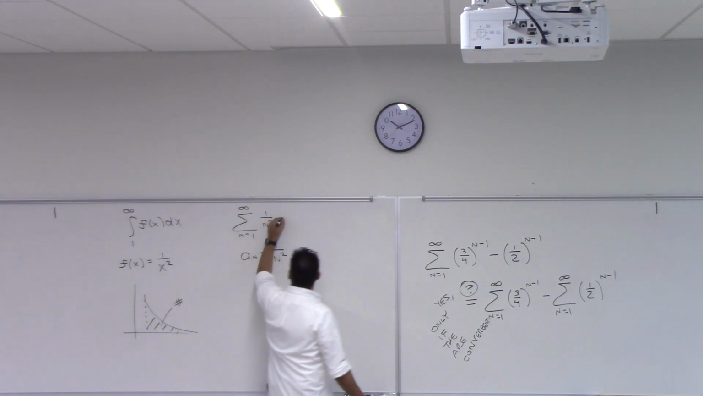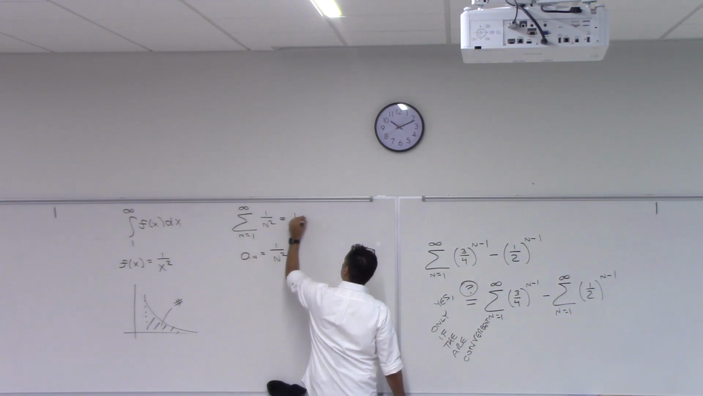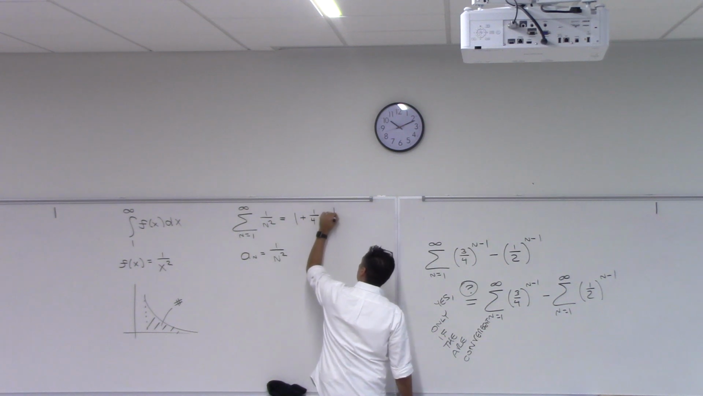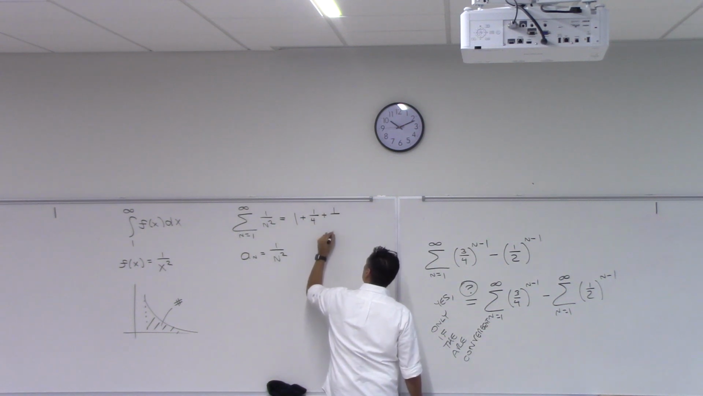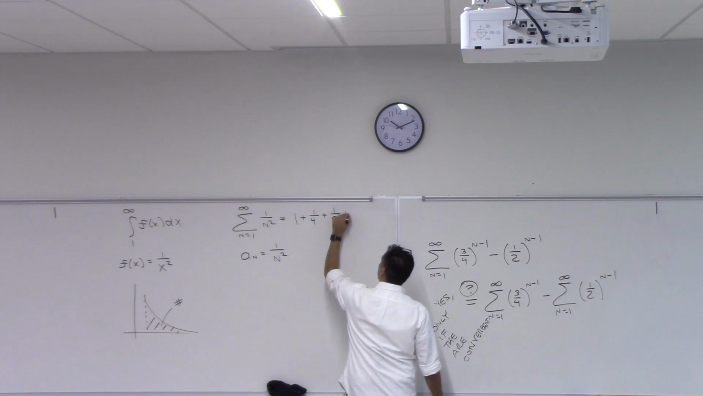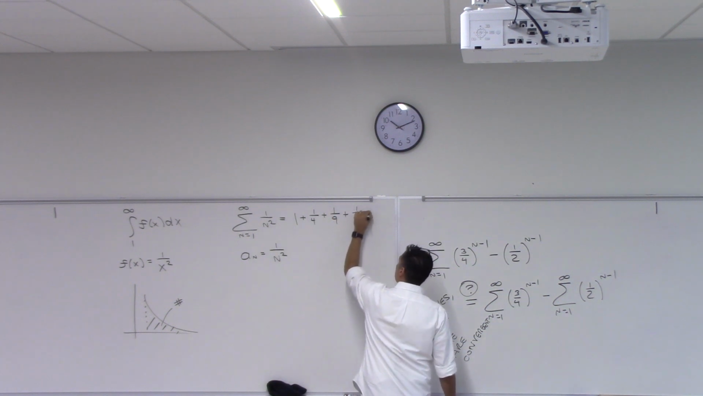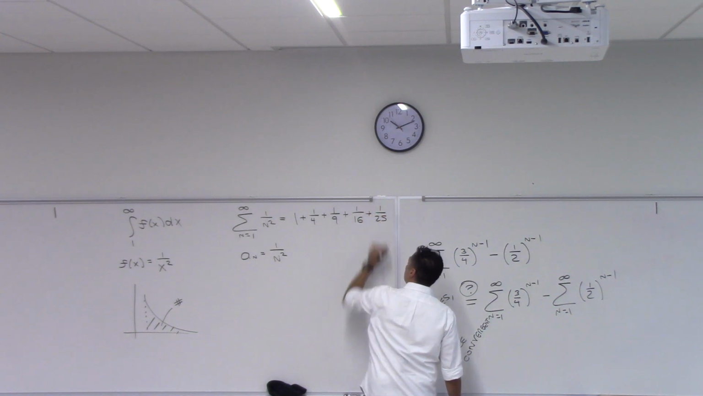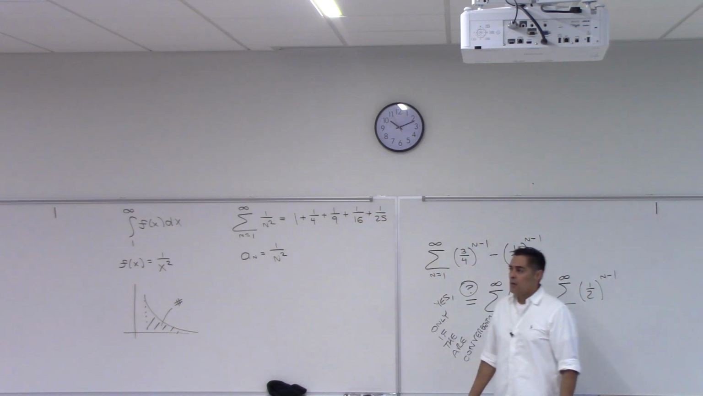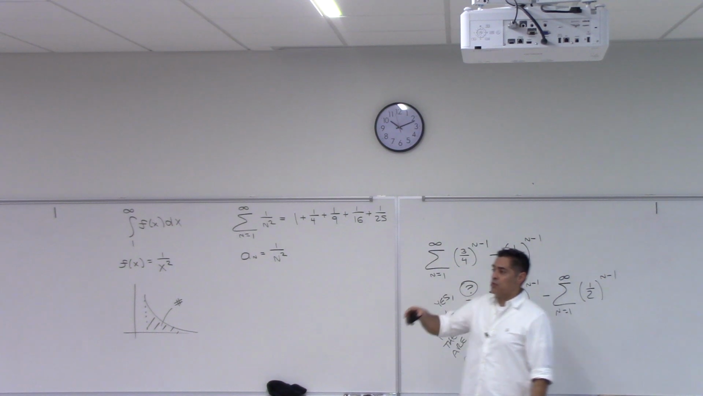Let's write out the first few terms here. This is 1 plus a fourth plus a what? 9, right? Plus, I'm plugging in 1, then 2, then 3, then 4, 1/16th, right? 1/25th, right? So watch what I do to this picture right here.